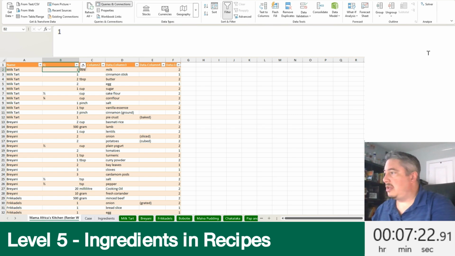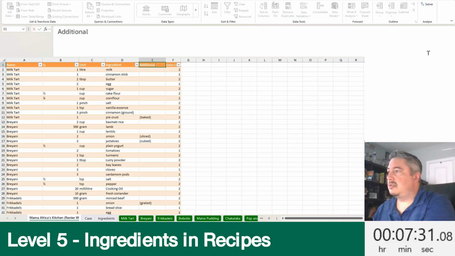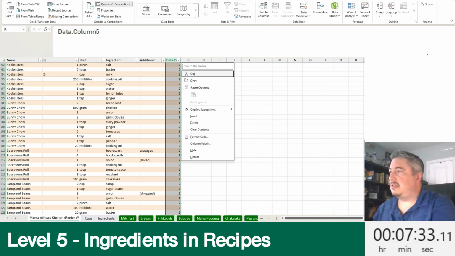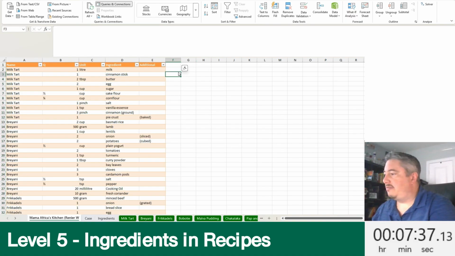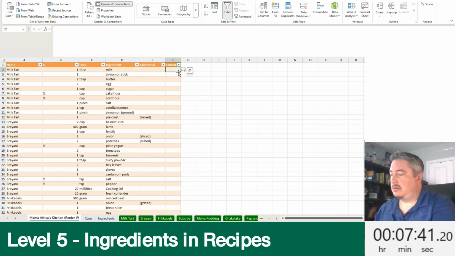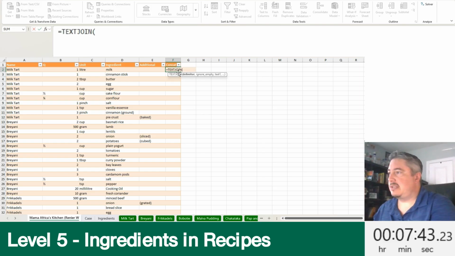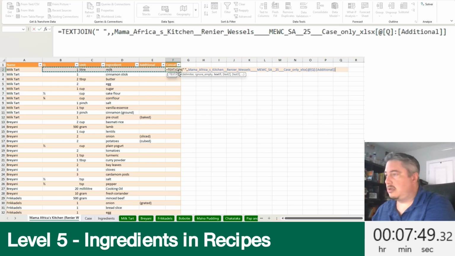So this is quantity, but I need to convert it. This is unit, ingredient. This is like additional data, and we don't need this anymore. Right, okay. Now, if you look over here, we need this concatenated. So I'll just do a text join with a space, starting at the Q, okay?